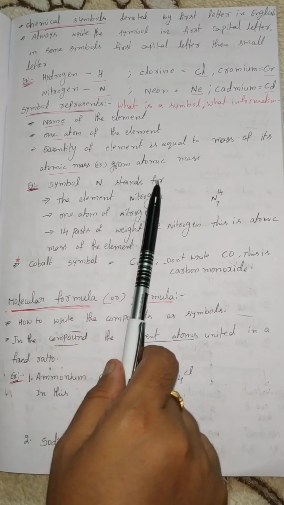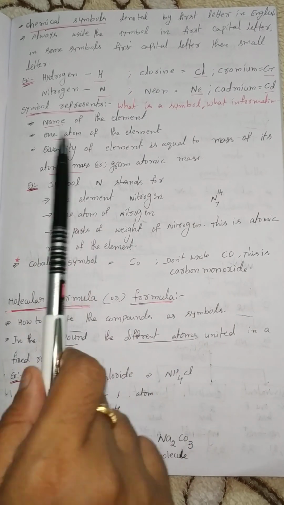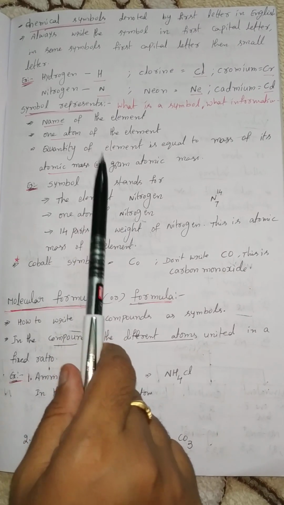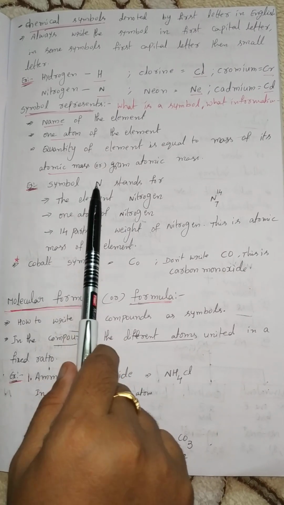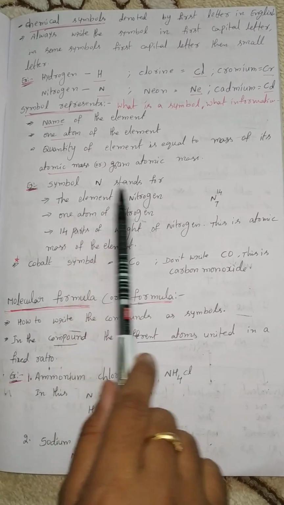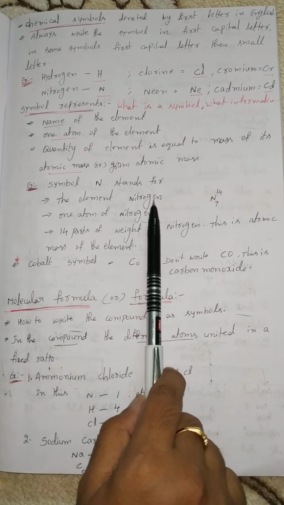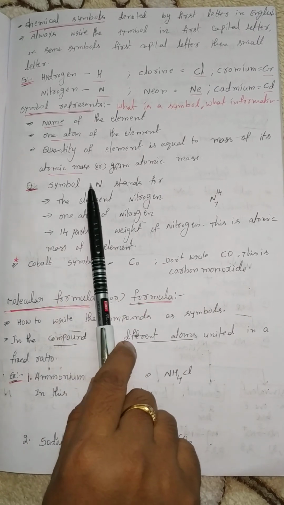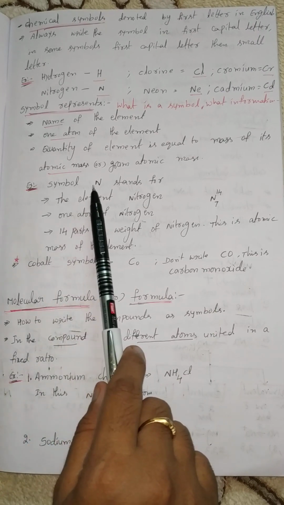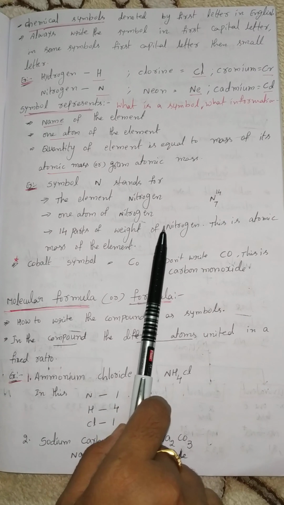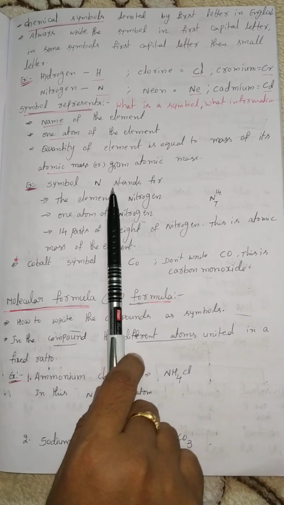the symbol N stands for what? What information do we learn from it? N means the element nitrogen. So the first point is the name of the element. Second point, N is one atom, so one atom of nitrogen. Third, the nitrogen atomic mass. So we recognize these 3 points in this symbol.